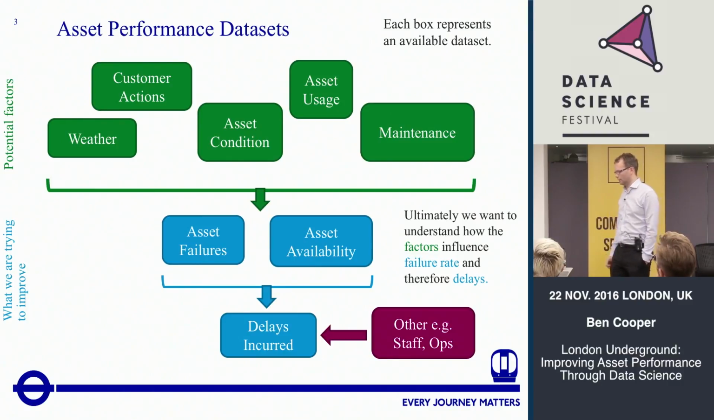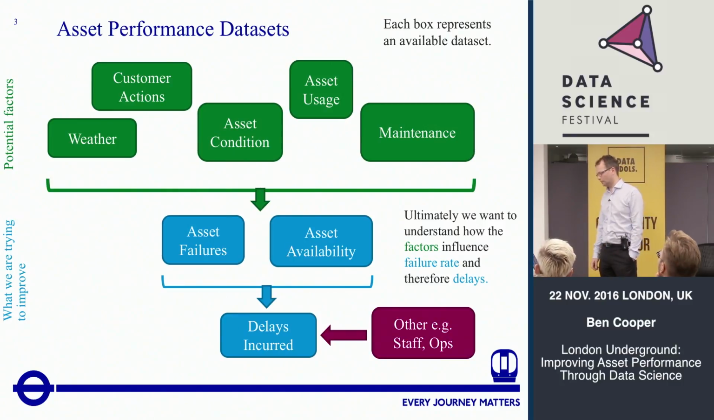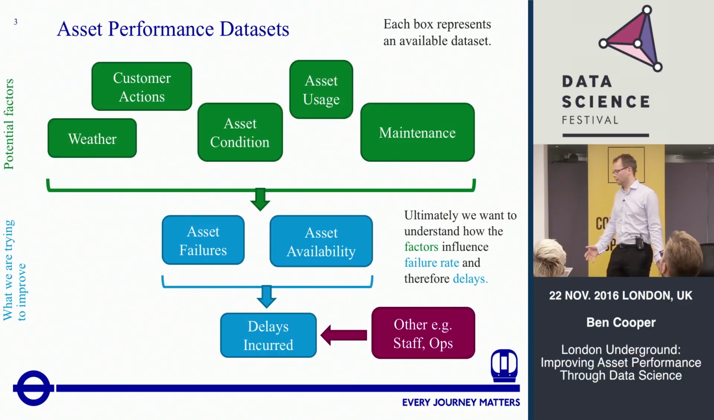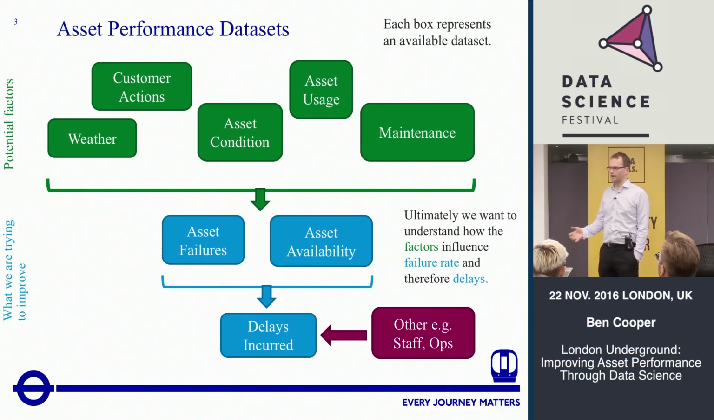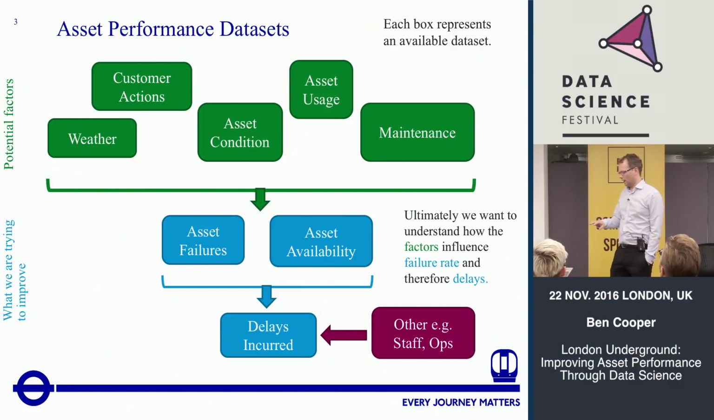So this next slide is supposed to give you an overview of what we're trying to do and the data sets we have available. Each of these boxes is a data set that we have potentially available. Right at the bottom, you have the delays incurred. We have information on what delays have happened, what caused those delays, and what kind of impact they had on the customer, for example, X thousand people were delayed for Y minutes. And then we have information on asset failures: when, where, how, why a failure occurred.